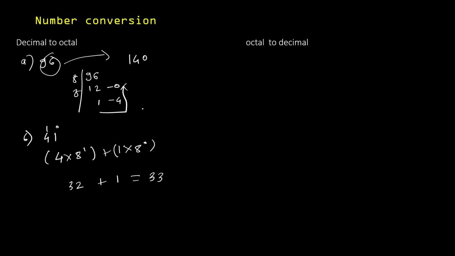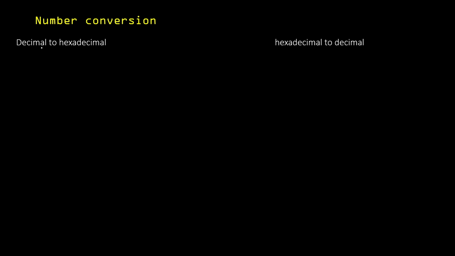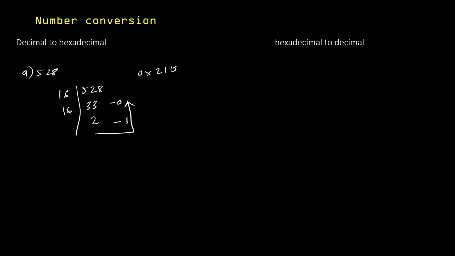Let's understand our next conversion. Now to convert from decimal to hexadecimal or hexadecimal to decimal, we are going to use the same approach. Let's take one example, 528. Now we are going to divide it by 16. So 528 divided by 16 gives 33, and the remainder is 0, and 16 2s are 32, and the remainder is 1. So this is our hexadecimal number 0x210, the hexadecimal equivalent for decimal number 528.